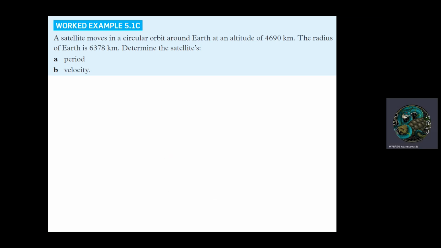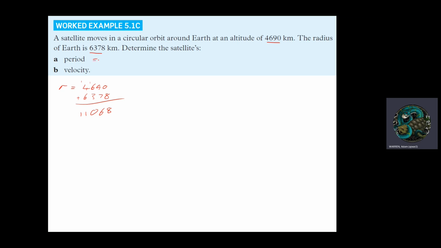A satellite moves in a circular orbit around Earth at an altitude of this. The radius of the Earth is this. Determine the satellite's period. Now we've been given the altitude, and these two are really close, so we're going to have to add them together. So our radius is going to equal 4690 plus 6378. So 8, 6, carry the 1, that's going to be 10, carry the 1, that's going to be 11. So here is our radius.